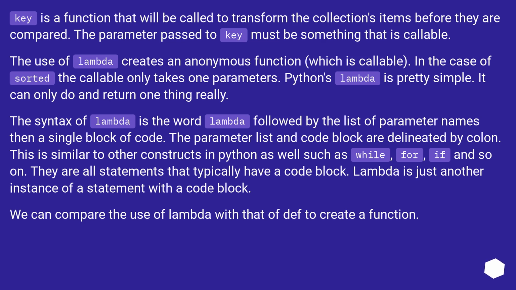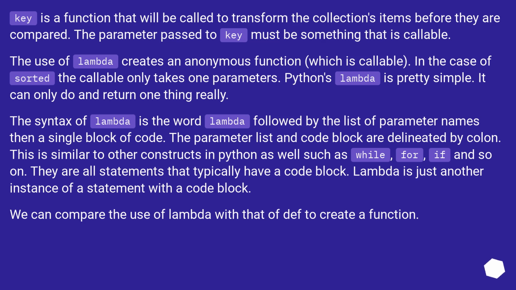The syntax of lambda is the word lambda followed by the list of parameter names, then a single block of code. The parameter list and code block are delineated by a colon. This is similar to other constructs in Python as well, such as while, for, if, and so on. They are all statements that typically have a code block. Lambda is just another instance of a statement with a code block.